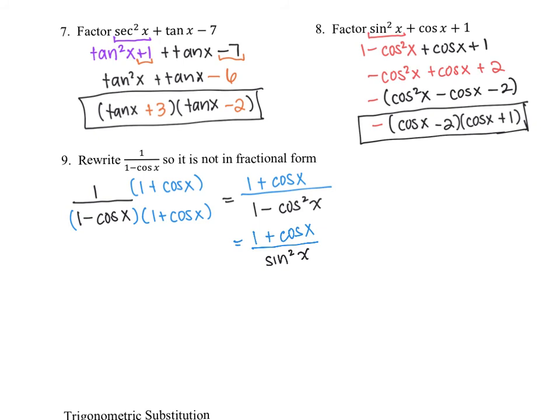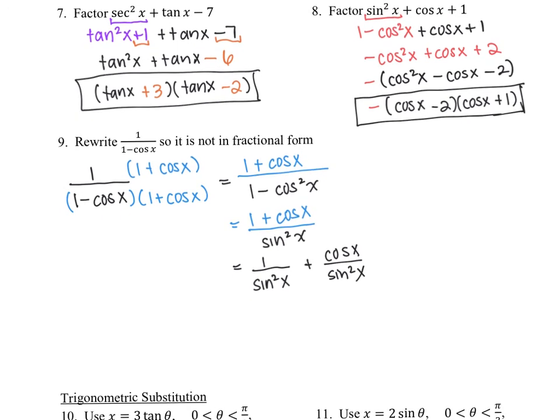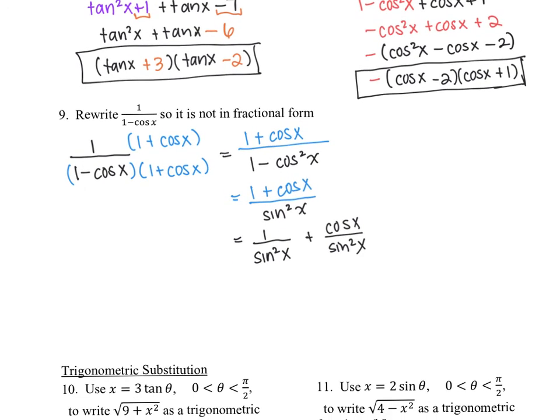Okay, now what am I trying to do? I'm trying to rewrite this in non-fractional form, but it does not say they have to be a single term like when I'm simplifying. So I'm going to split this up, and then I'm going to work with it. Let's see, 1 over sine squared x is cosecant squared x. So my fraction's gone there, which is great.